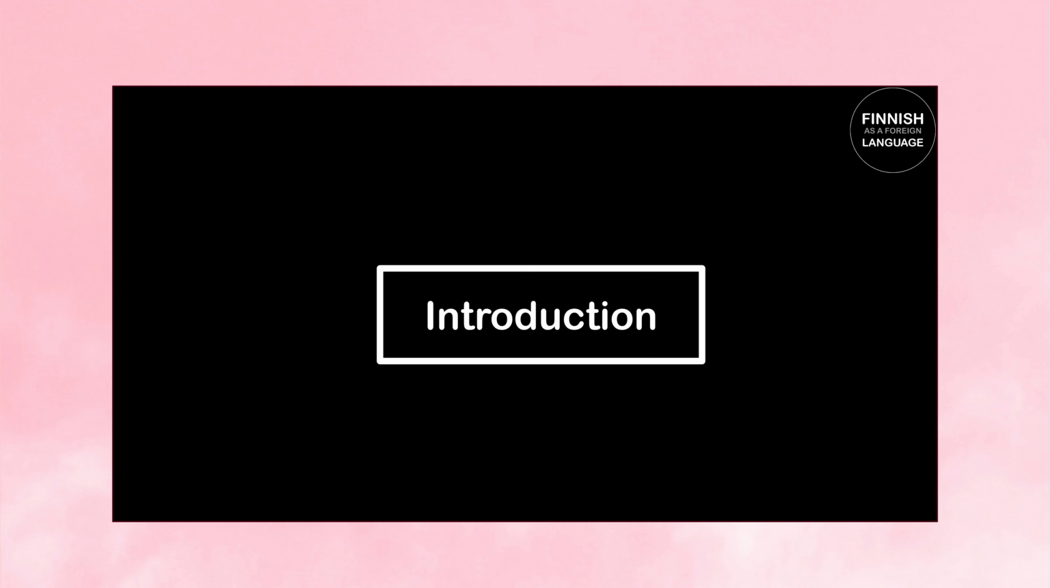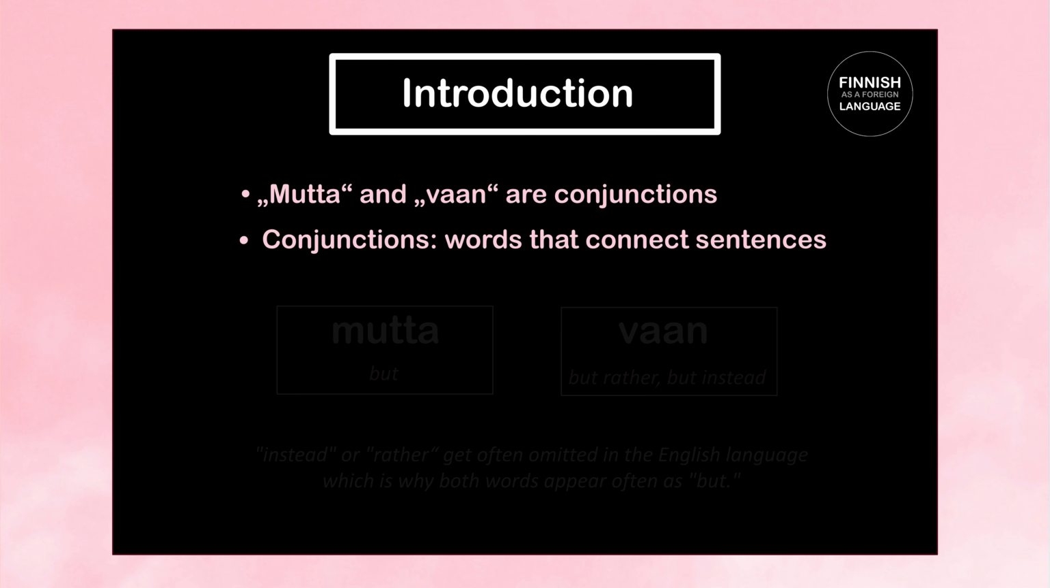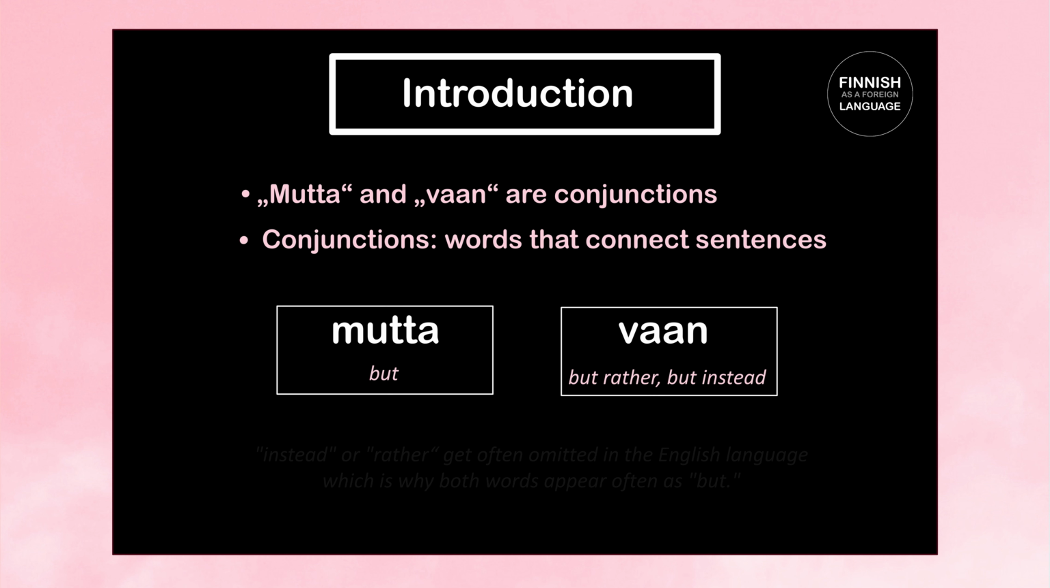The introduction. What do the words MUTTA and VAAN mean? Both MUTTA and VAAN are conjunctions, which means they are connecting sentences. Usually both words do get translated in English as but, however, there's a slight difference between them. MUTTA directly translates as but, while VAAN actually means but instead or but rather.